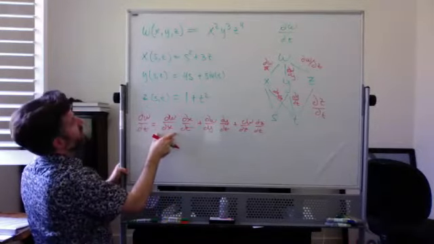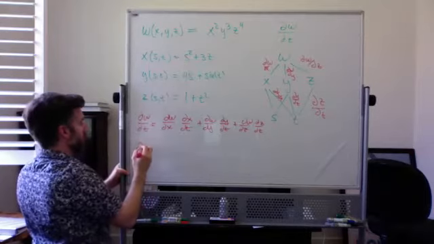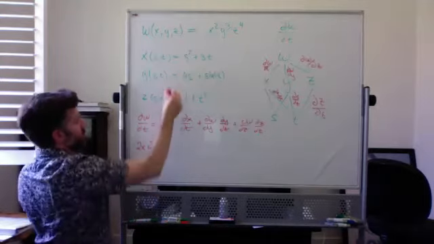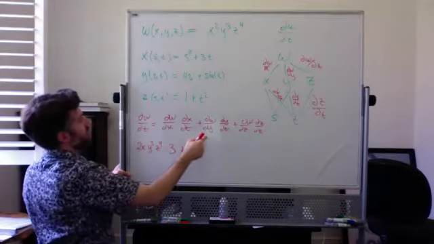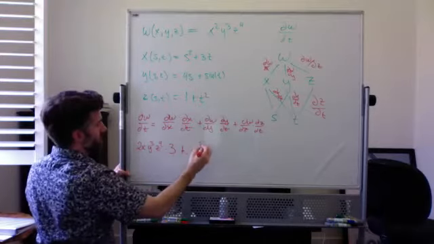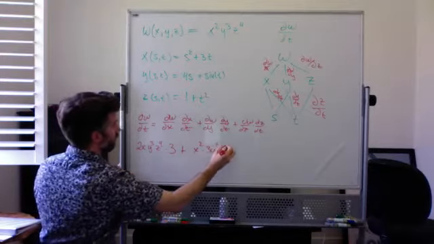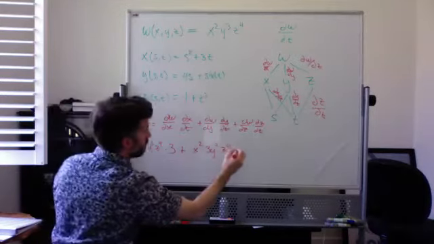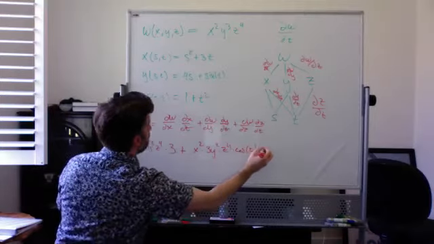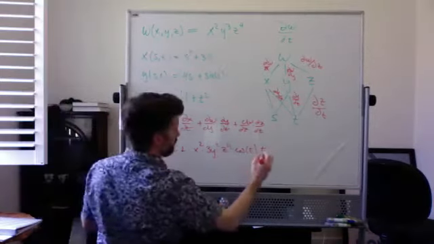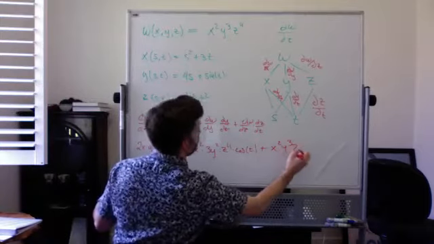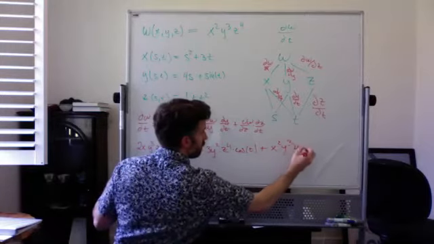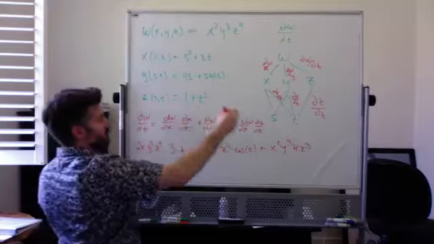So del w del x is just going to be 2x times y cubed times z to the fourth times del x del t, which is just 3, plus del w del y is going to be x squared times 3y squared times z to the fourth times del y del t, which is just going to be cosine of t, plus del w del z, which is going to be x squared y cubed, it's not z to the fourth, times 4z cubed times del z del t, which is just 2t.